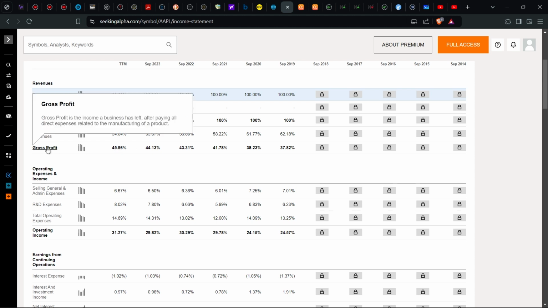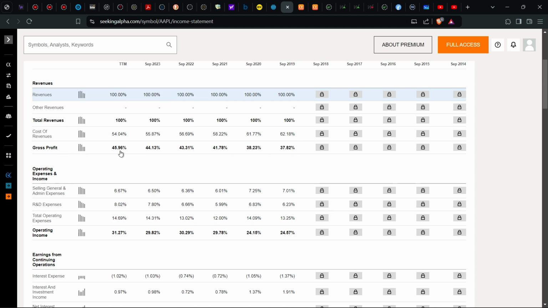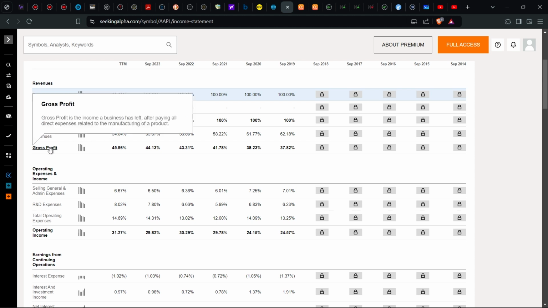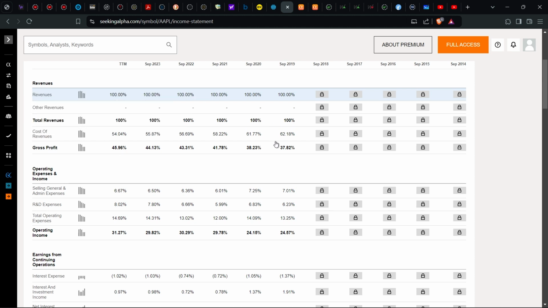Of course, the opposite is true for the gross profit. You want to see this number increasing over time. You can see in 2019, Apple used to make around $38 for every $100 in revenue. All right, but this number kept increasing. This was 37, 38, 41, 43, 44, 45, almost 46. Okay, so every year the company has been retaining more and more money from their revenues. All right, this is the gross profit margin or gross margin, and it's supposed to be increasing over time.